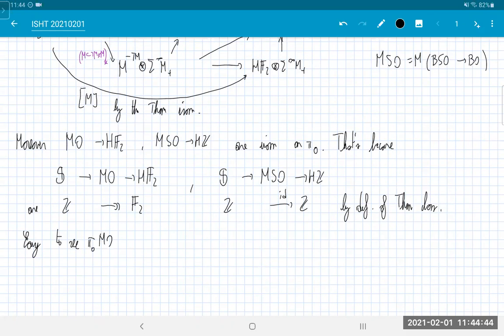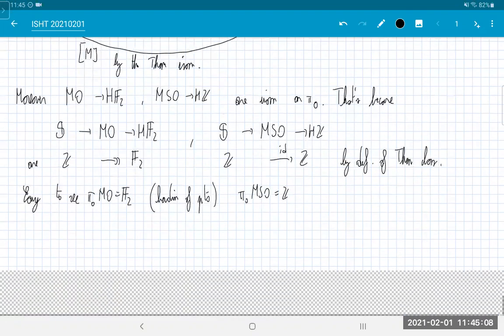Pi naught of MO is F2 because it's the bordism of points. And pi naught of MSO is Z, again, bordism of oriented points. Or for MSO, you can actually use it also with Thom isomorphism. Oh, I'm out of time though.